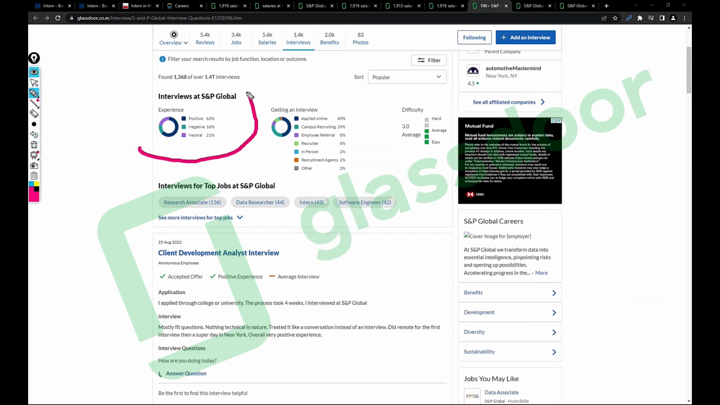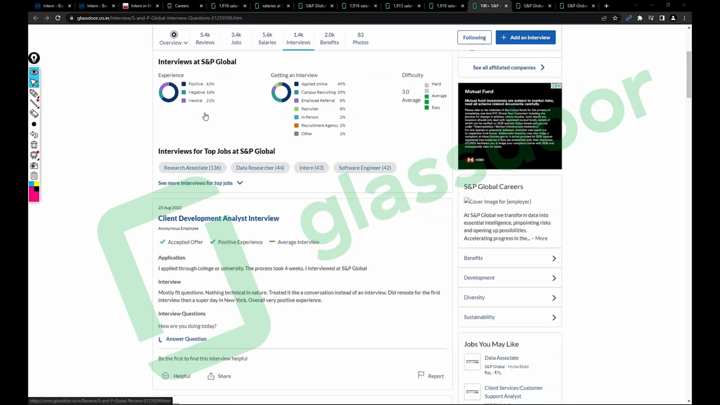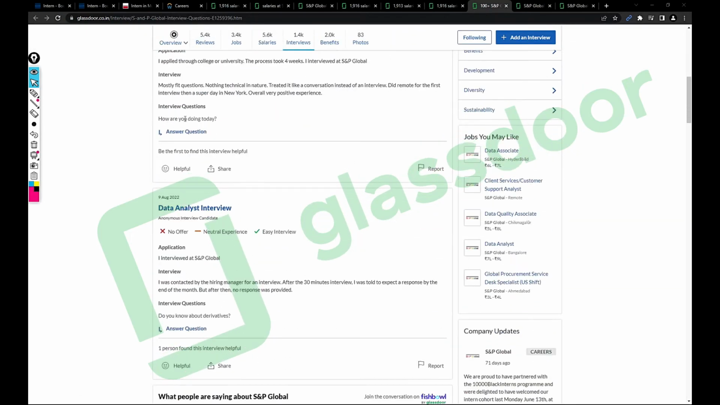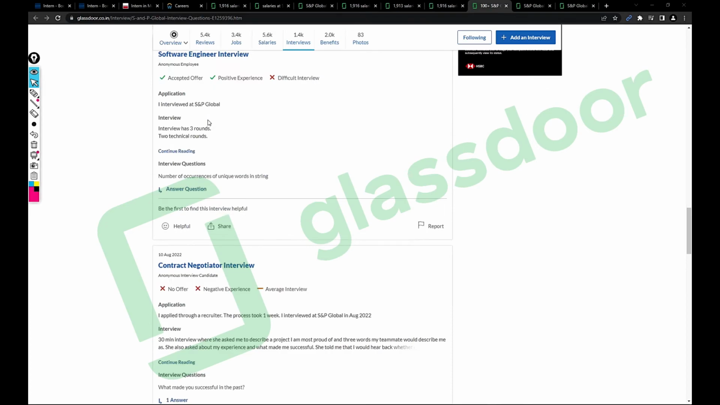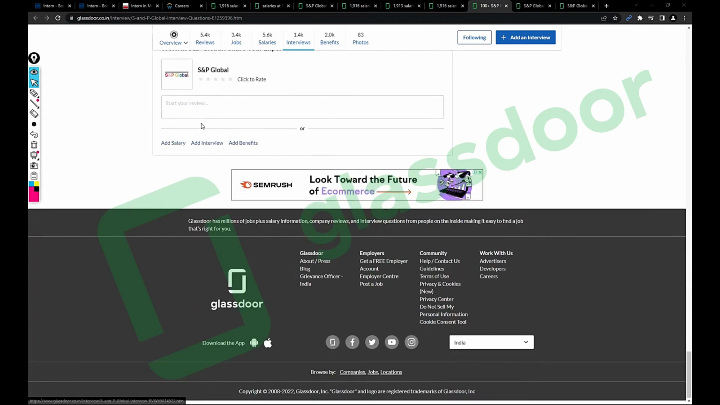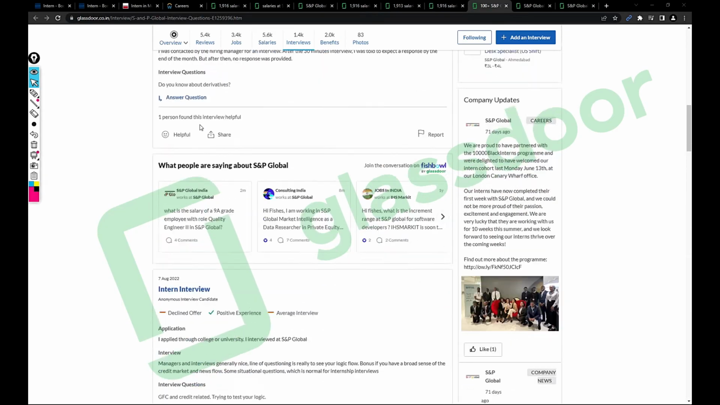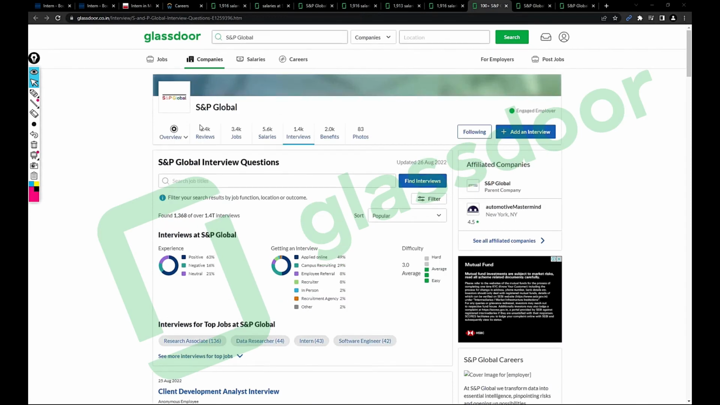And the next thing is interviews at S&P Global. 63% is positive feedback, 16% is negative, and 21% is neutral. So if you are going to give an interview, you might get a positive feedback or positive experience. And then next, you can also explore all these pages, all these reviews. So you might also get some sort of interview questions as well, friends. I think it's a good resource for you to analyze any company.